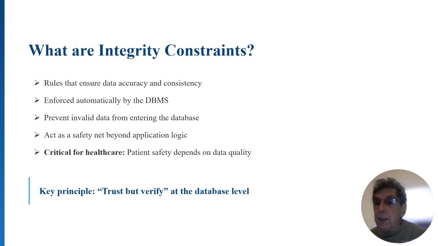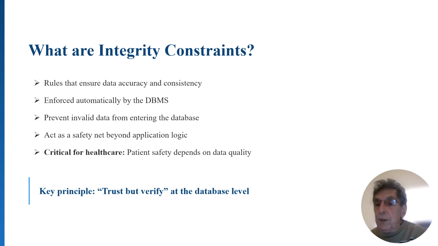This is crucial because it creates a safety net. Even if your application has a bug, or even if a developer writes a bad query, even if someone connects directly to the database with an SQL tool, the constraints still protect data integrity. In healthcare, this matters enormously. Patient safety depends on data quality. You can't have a medication order with an invalid patient ID. You can't have a null value where a diagnosis code is required. You can't have two patients with the same medical record number.